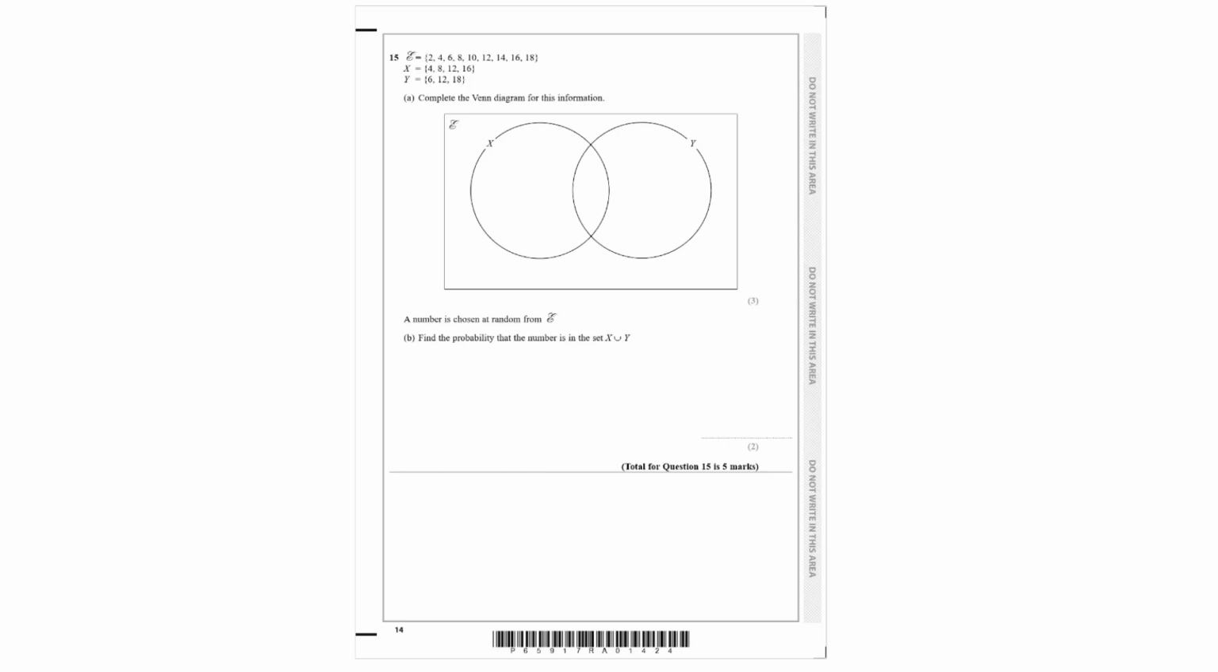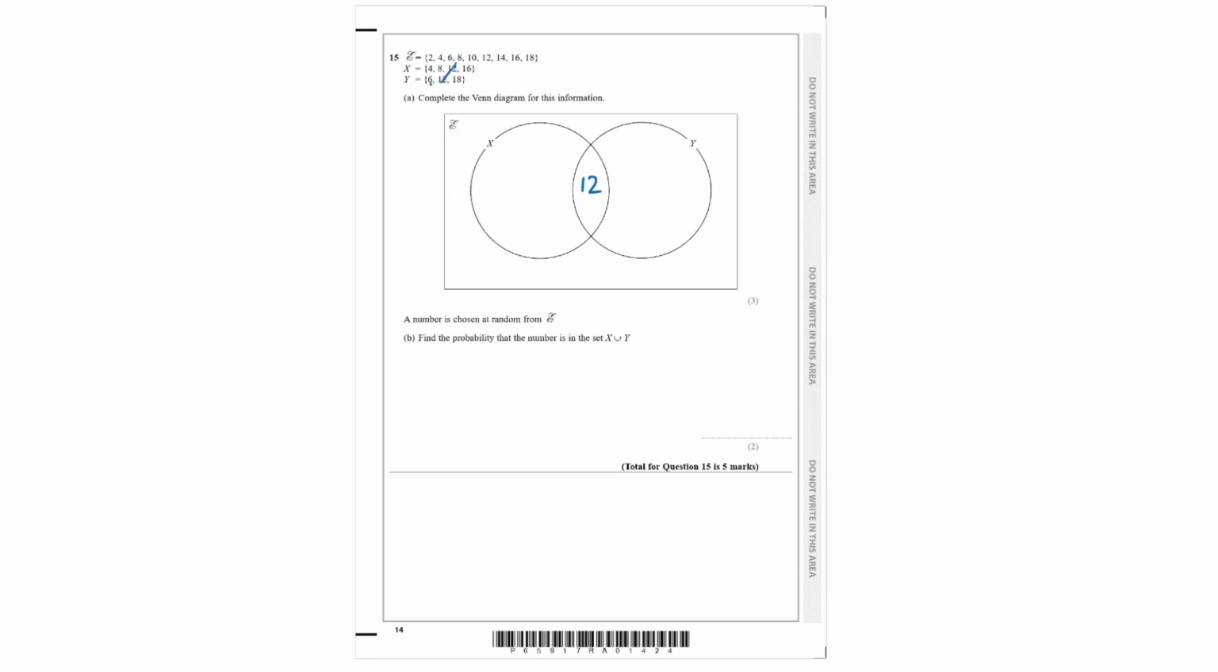A few subsets are given. Complete the Venn diagram for this information. First off, we have to write the intersection first as always. The intersection is what's common between x and y, and we can see here that that's 12, and that seems to be just it. So we can put here 12.